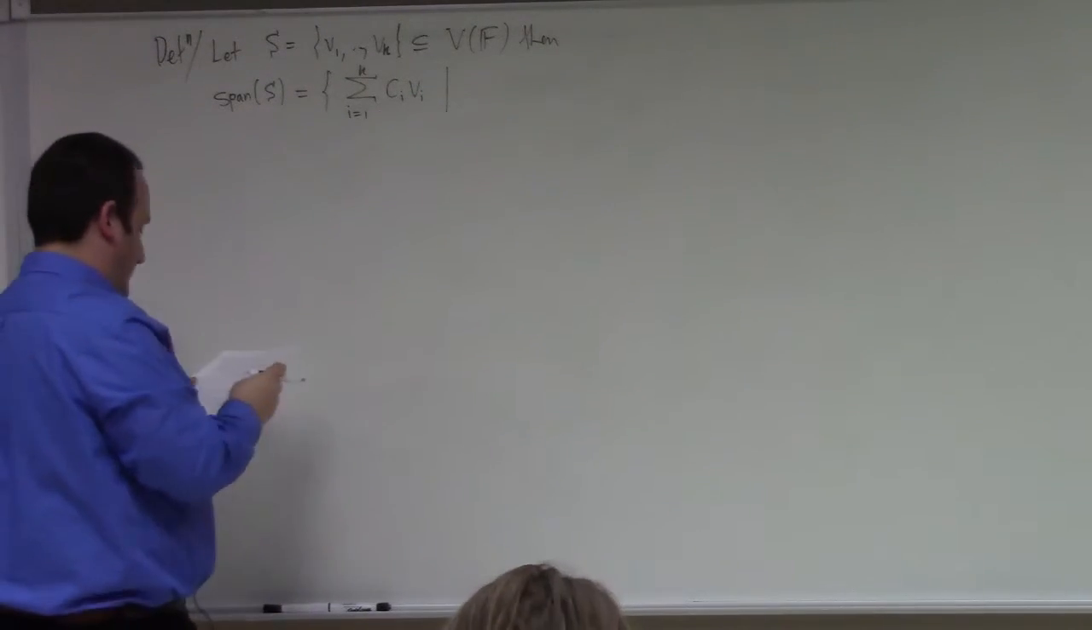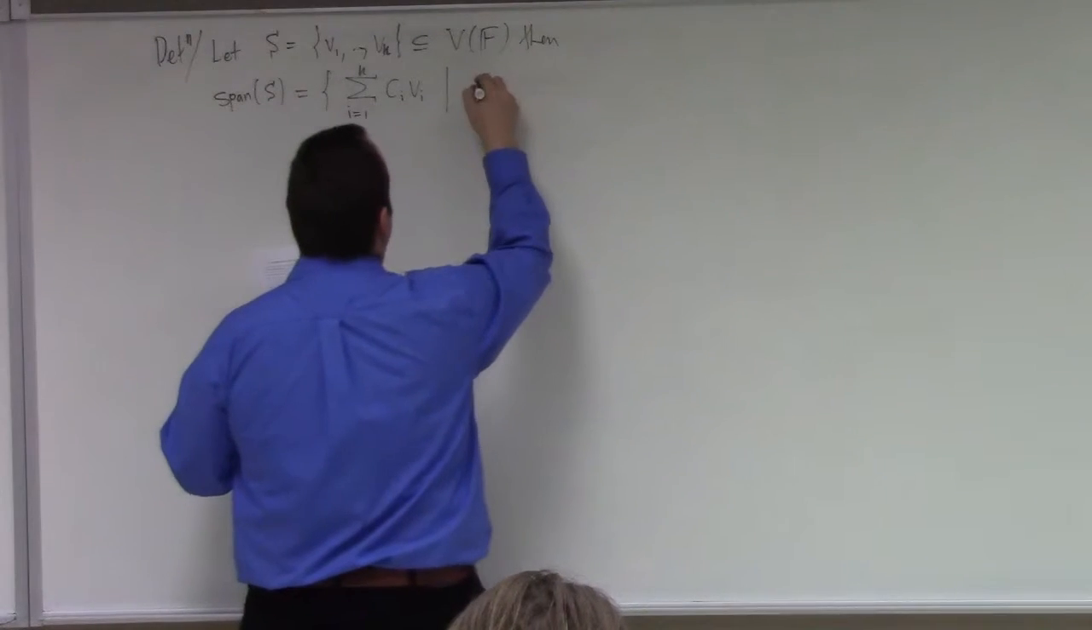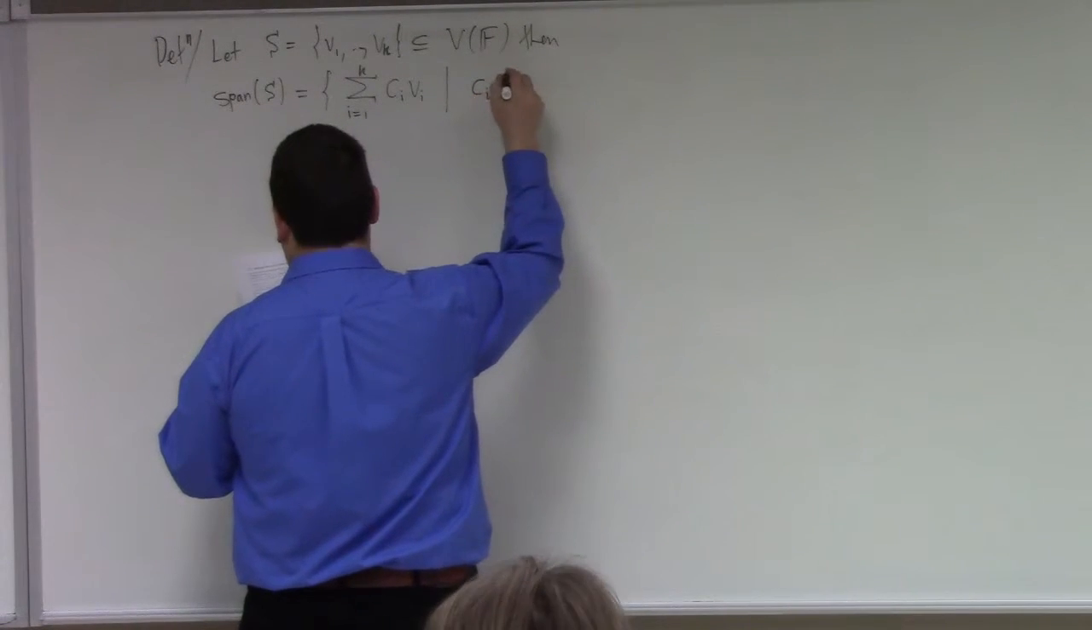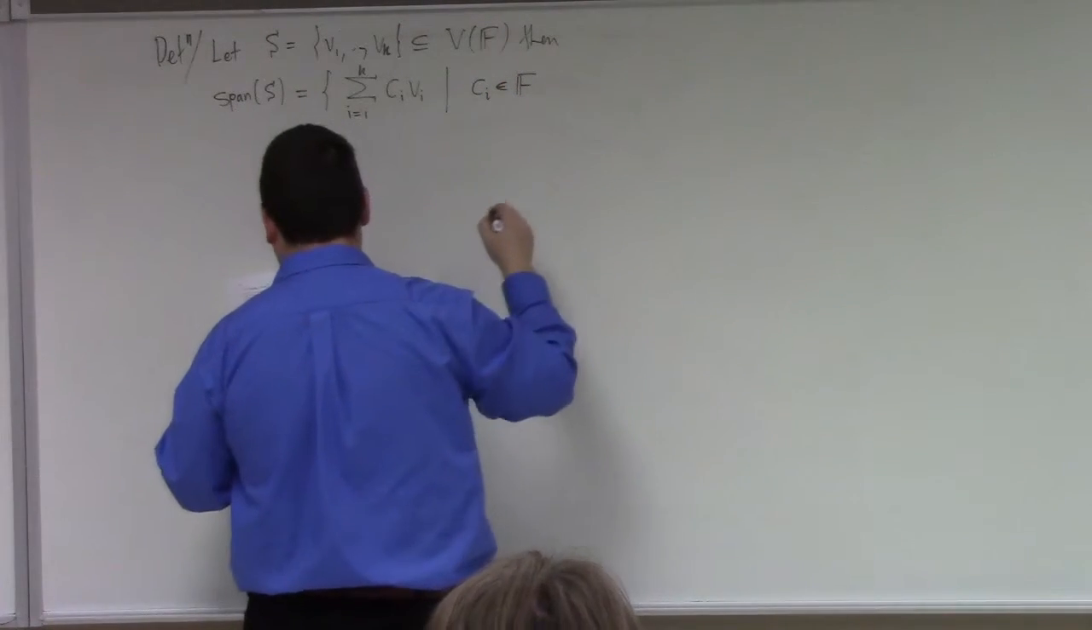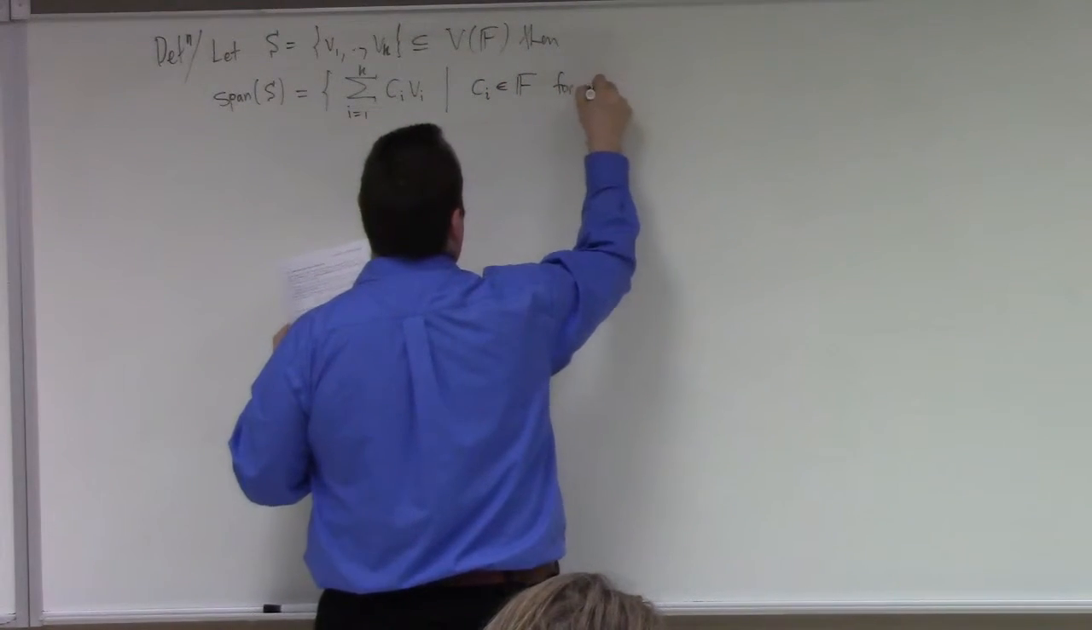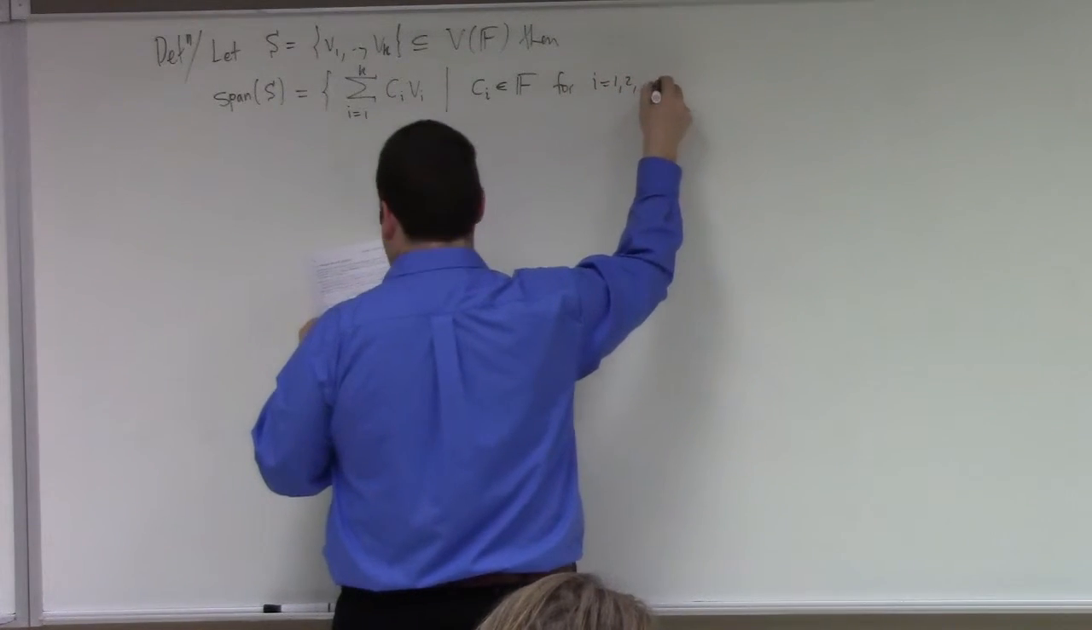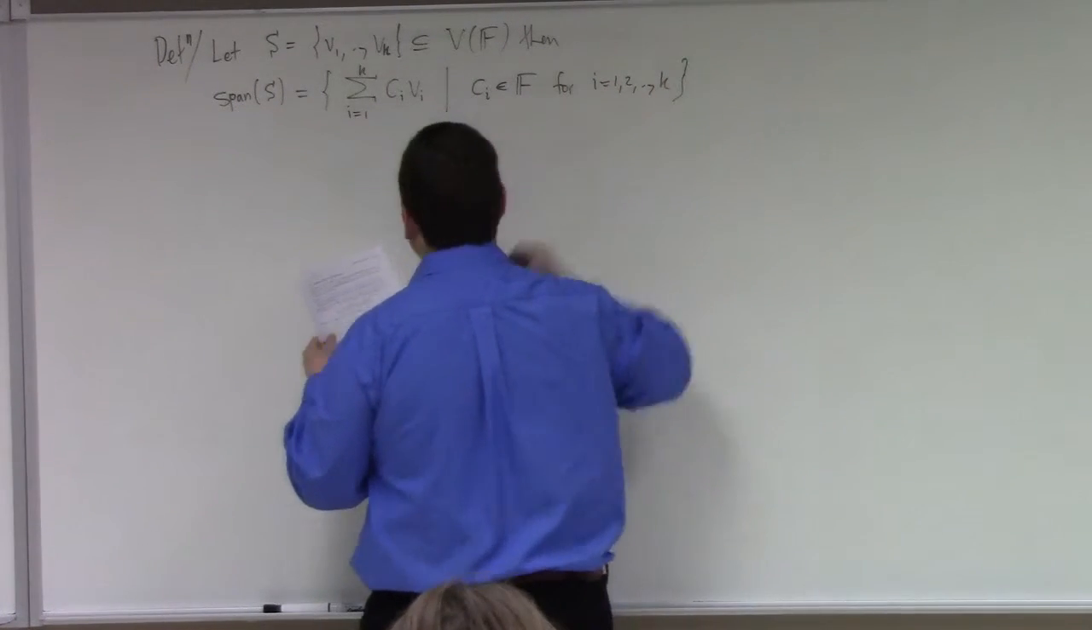Oh no, I found a typo. I won't say what it is though. I want to give you guys a chance to email. Let's see here. ci in F for i equals 1 to k. Yeah.